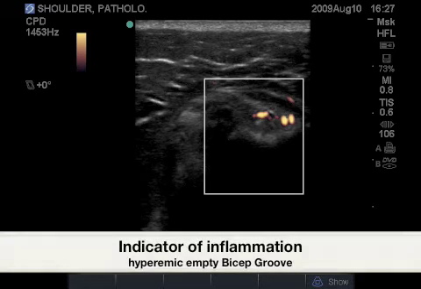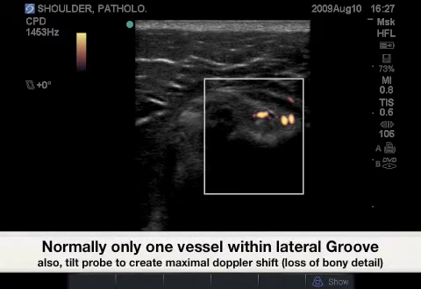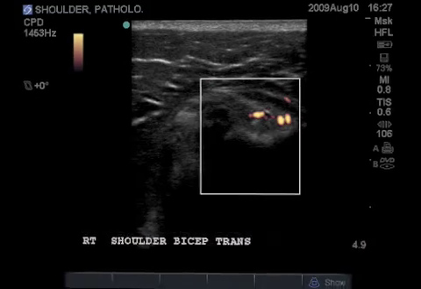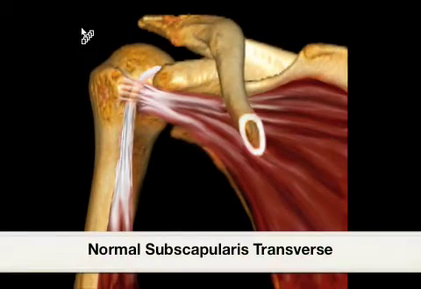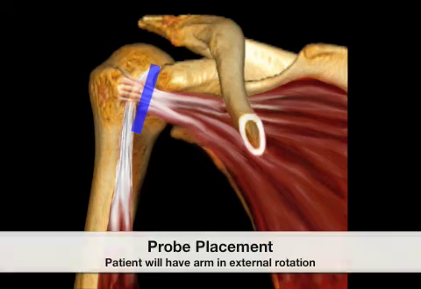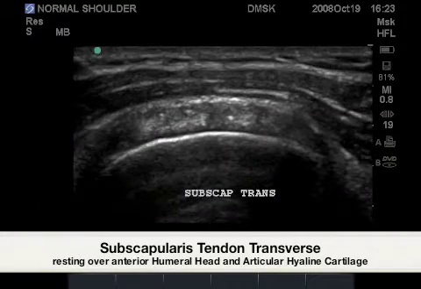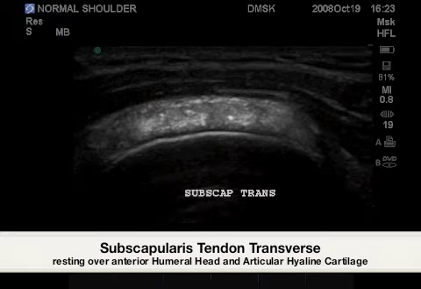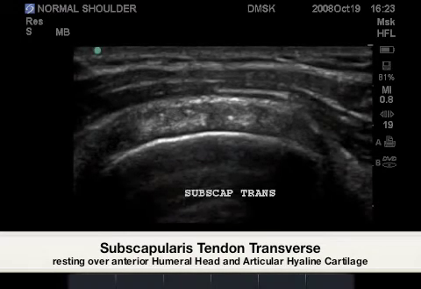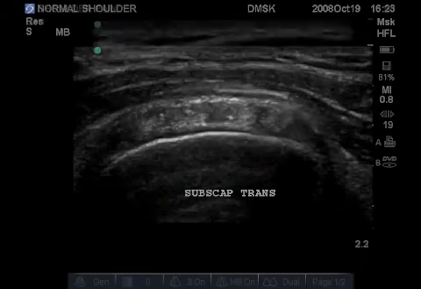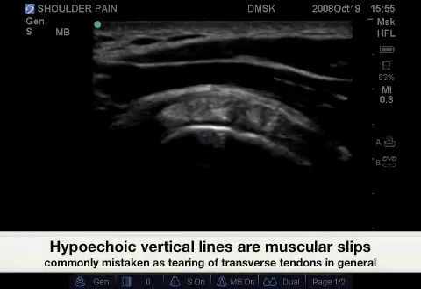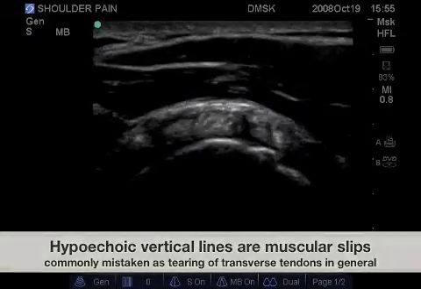It's also important to note that there's a normal lateral vessel to the bicep groove, but only one. In this case, we see multiple vessels formed throughout the bicipital groove, which is considered abnormal. In this case study, I would like you to recognize the transverse subscapularis anatomy primarily so that we can distinguish the dislocated bicep tendon from where a normally situated subscapularis tendon should be. The vertical hypoechoic lines are not tears, but musculotendinous slips.